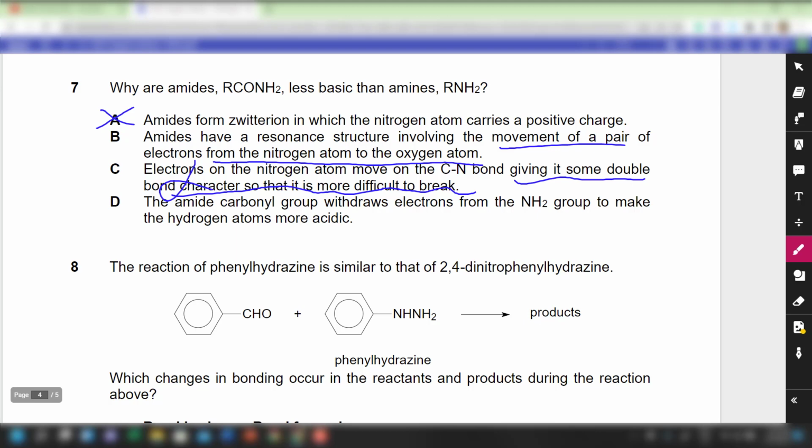For option D, the amide carbonyl group withdraws electrons from the NH2 to make the hydrogen atom more acidic. This is sort of a true statement. Yeah, so if you take slightly more advanced chemistry, especially those of you doing H3, you will know that if we use a non-nucleophilic base, it is possible to deprotonate an amide, and our amide can act as a nucleophile after deprotonation. However, option D does not explain the question of why amides are less basic. Yeah, so with that, there's only one option to choose. That is option B for question 7.